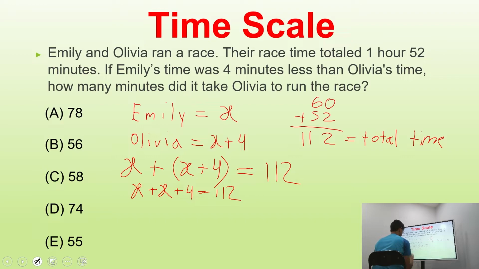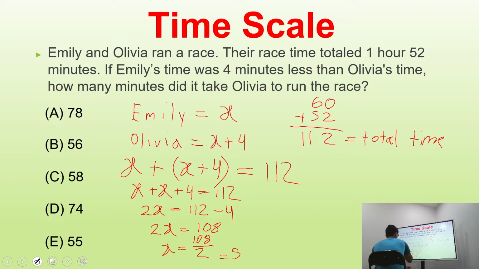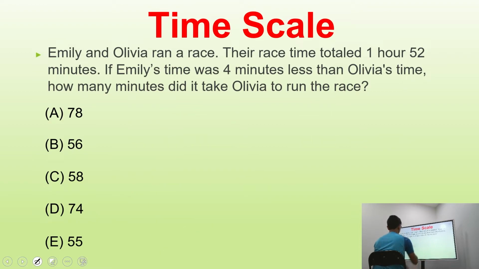And now if we simplify this even more, then we get 2x equals 112 minus 4. Simplifying even more, 112 minus 4, we get 2x equals 108. Then all we need to do now is x equals 108 divided by 2. After dividing 108 by 2, we should get 54. So we know that Emily's time is equal to 54 minutes.